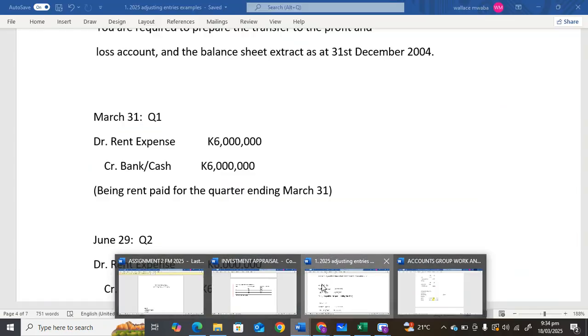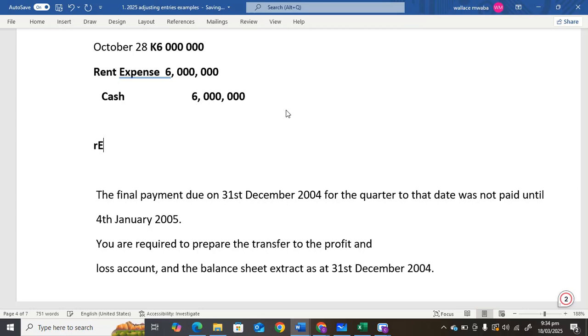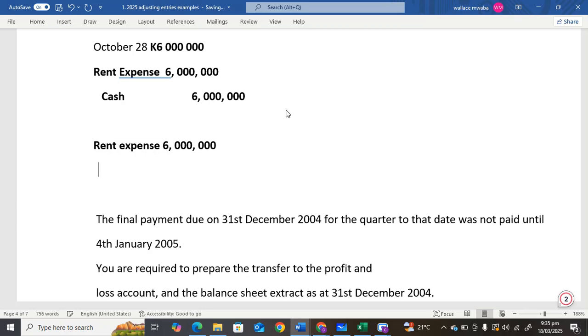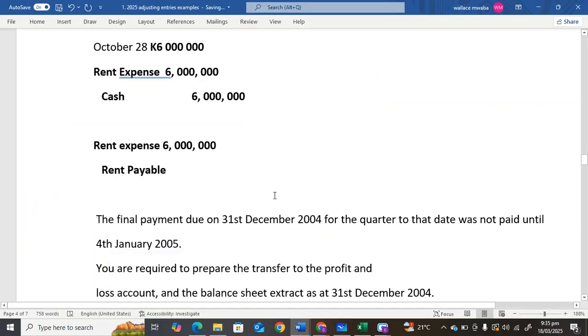So the adjusting journal entry is going to be, you're going to debit rent expense because you have incurred that expense, whether you have paid it or not. You debit rent expense. But since no money has been paid, you're going to substitute cash with a liability, so rent payable. If we go back to our T account, remember liabilities increase with credit. So here we have recognized we have a liability. So you credit rent payable 6 million.